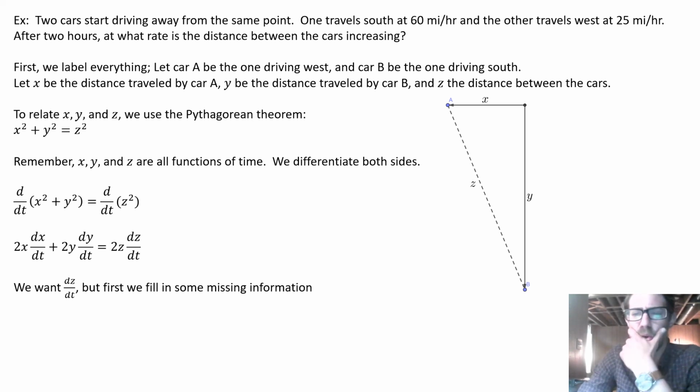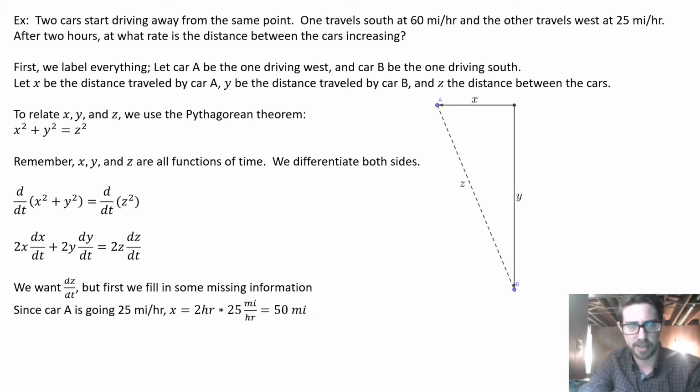Okay, let's think about what we do have. What is 60 miles an hour? That's the speed at which car B is traveling, right? So that means y is increasing over time. So 60 miles an hour is dy/dt, the change over time of that distance. Same with 25 miles an hour is dx/dt. That's the rate at which that distance x is changing over time. So we have those two. If you look at that last equation, we have dx/dt, we have dy/dt, we want dz/dt. We don't have x, y, and z, but we can get them.